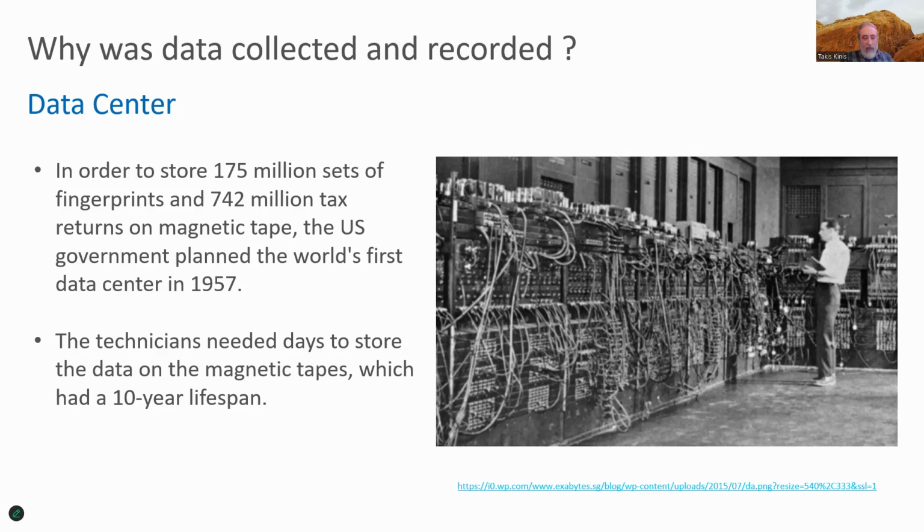We got past the 40s, and generally either big business, government, scientists or universities would have computer systems, and they would start to generate data, and then they wanted to store the data so they wouldn't lose it. So back in 1957, the US government planned the very first data center, right? And they would use magnetic tapes to store the information.